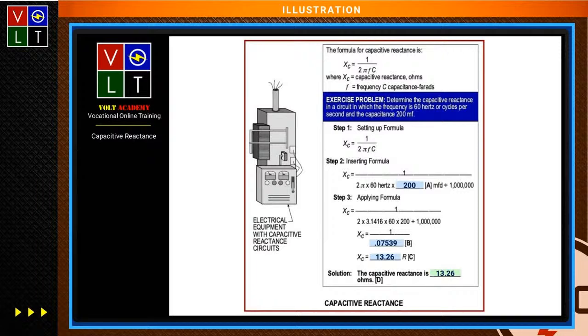The only thing we're showing you here is that you've got the capacitive reactance in a circuit, with a frequency of 60 cycles, or hertz, per second and a capacitance of 200 microfarads. So I'm going to take 2 times pi times 60 hertz times the 200 microfarads, divide that by 1 million, and that gives you a value of 13.26 ohms for that circuit, when I'm learning what the capacitive reactance is.